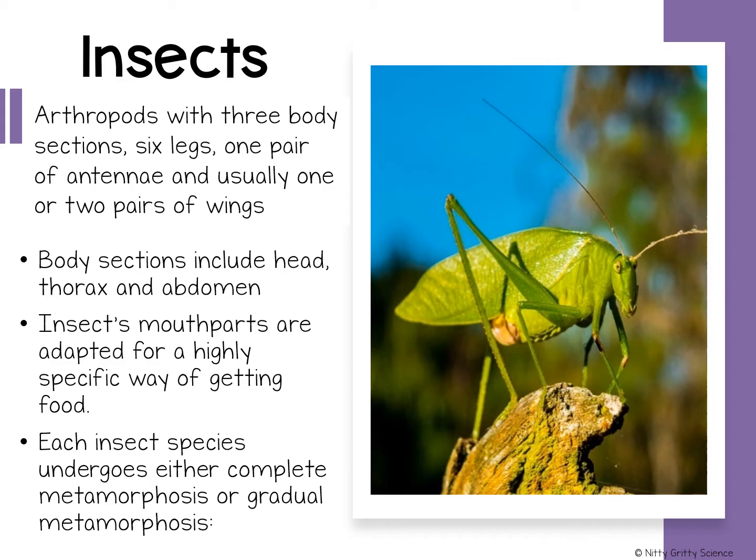The abdomen contains the insect's internal organs. Small holes on the outside of the abdomen lead to a system of tubes inside the insect. These tubes allow oxygen to enter the body and move directly into the insect's cells.